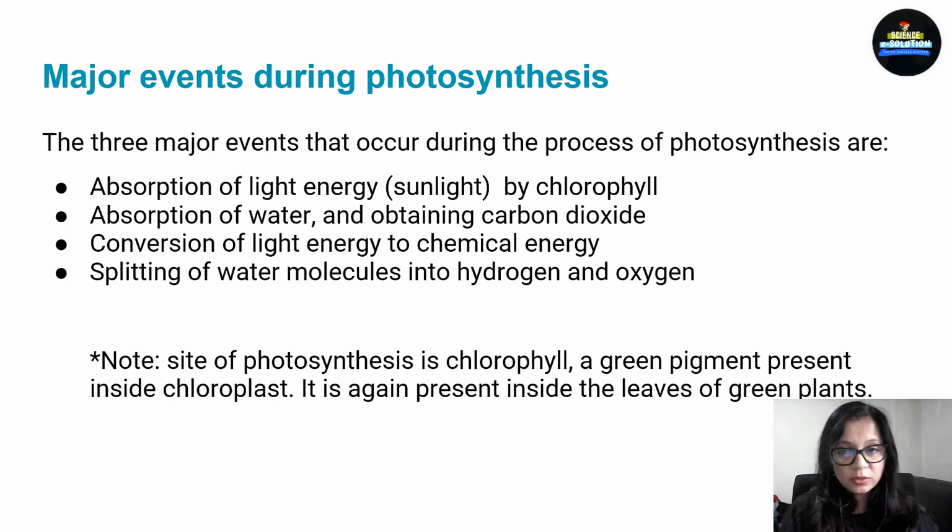So please note that the site of photosynthesis is chlorophyll. So where does the photosynthesis take place? It may be asked. So in the chlorophyll, and what is chlorophyll? It is a green pigment which is present inside an organelle of a plant cell, the chloroplast. So it is present inside the green leaves. So photosynthesis occurs in chloroplast inside the green leaves. Okay. There are many questions which are picture based. We will also be discussing them in our upcoming video.